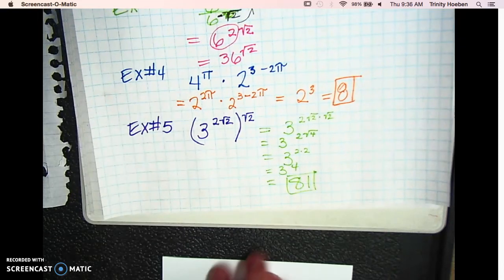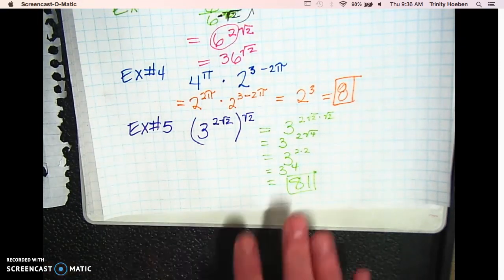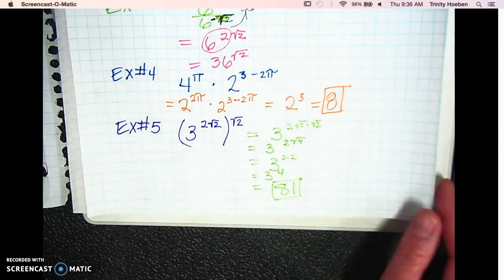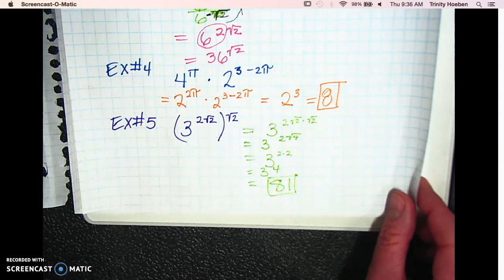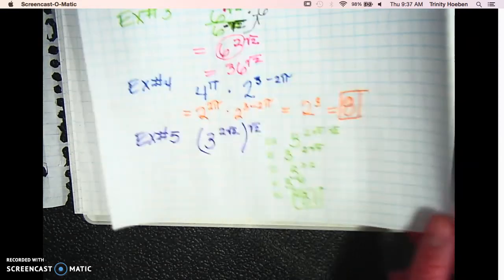Finish copying that down. And then we're going to get out your Chromebooks, and we're going to do an activity in Desmos. So pull out your Chromebook. Anybody still copying down number 5? Okay. I'll give it to you when she's done.